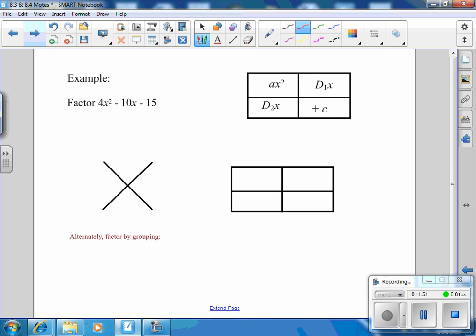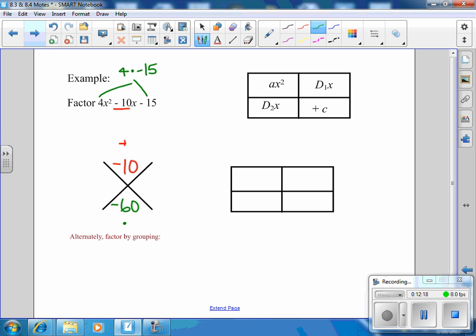So I have 4x squared minus 10x minus 15. So again, the first thing we need to do is fill out our diamond. So I want two numbers that add to make my b, which is negative 10. And these same two numbers have to multiply to make 4 times negative 15, or AC. And that is negative 60.